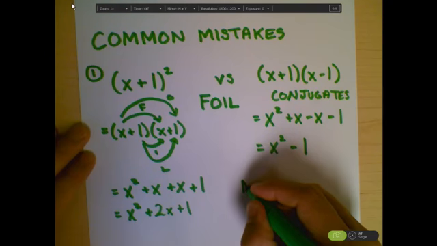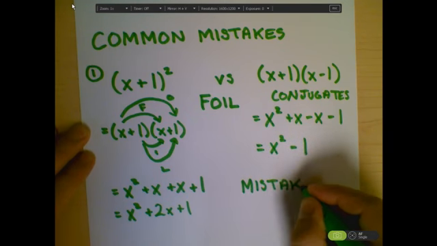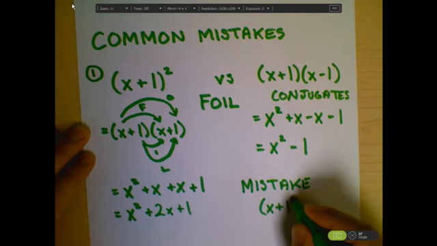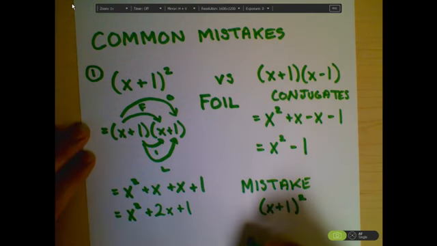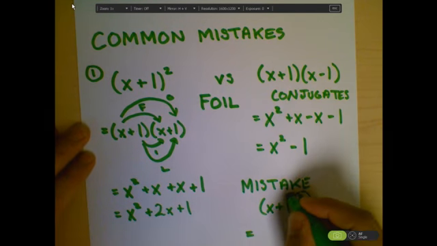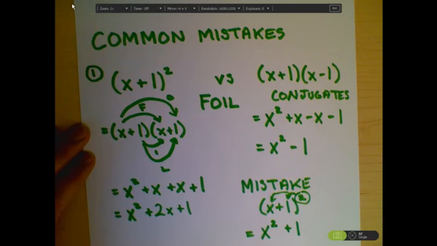The mistake that people make is treating x plus 1 squared like this conjugate expression. So the mistake people make is taking that squared term and applying it to the first term and to the last term and leaving that as their answer, and that is wrong.